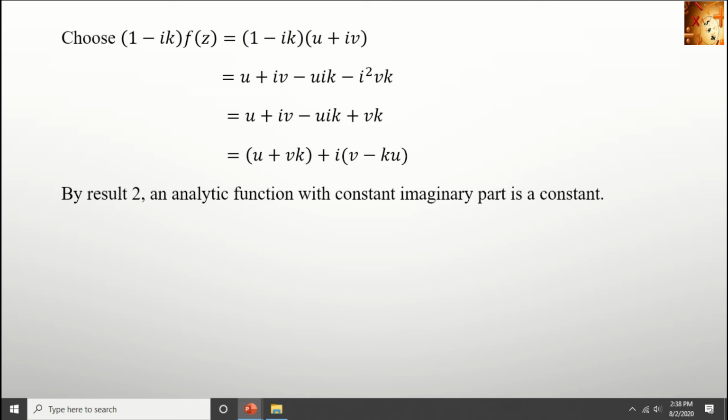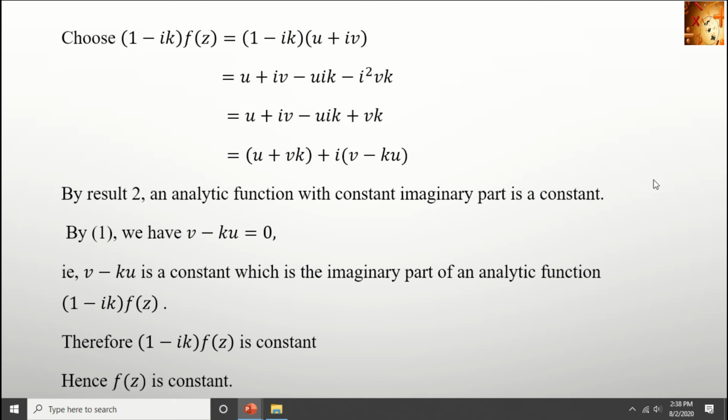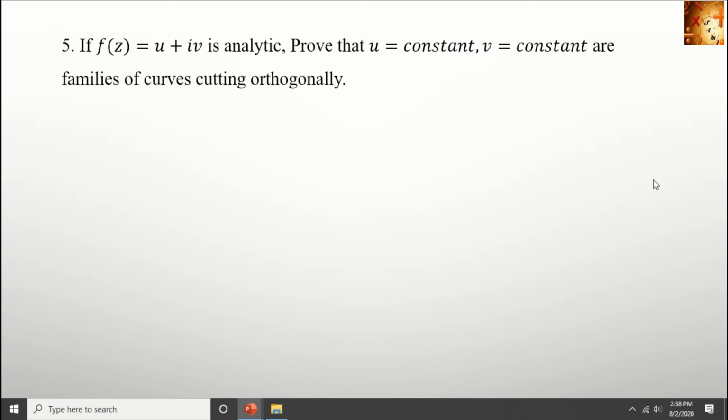In the previous result, if the imaginary part is constant, then the function is a constant function. So from that we got (1 minus ik) into f of z is constant, which means f of z is constant. Next result: if f of z equal to u plus iv is analytic, prove that u equal to constant, v equal to constant are families of curves cutting orthogonally.